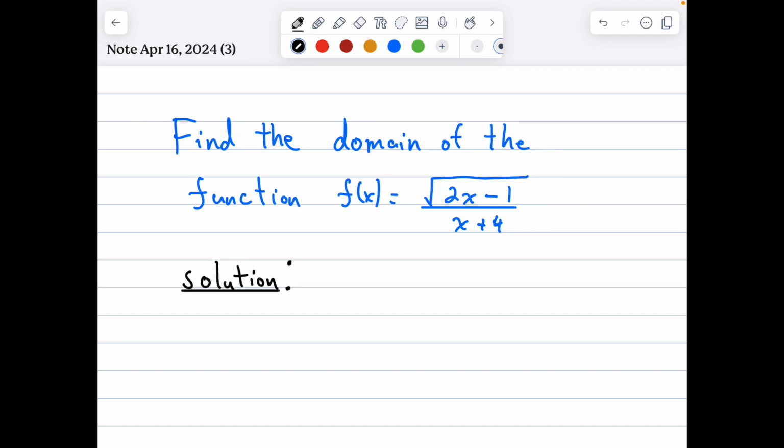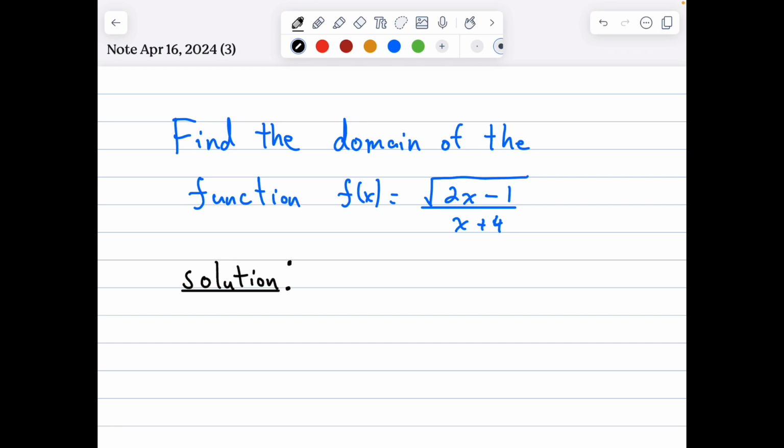All right, hello everyone. So today we have the following problem. It's like a pre-calculus algebra question. We are asked to find the domain of the function f of x equal to the square root of the quantity 2x minus 1 divided by the quantity x plus 4. All right, so you're finding the domains of your functions.